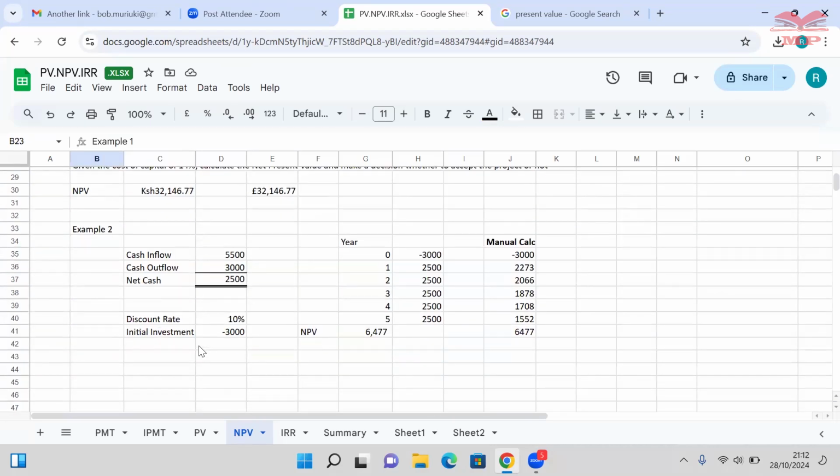Let's try example 2. This one is a bit more detailed. So we have the cash inflow, cash outflow. You first start by working out what the net is. So it's a difference between those two amounts. Amount 1 minus amount 2.